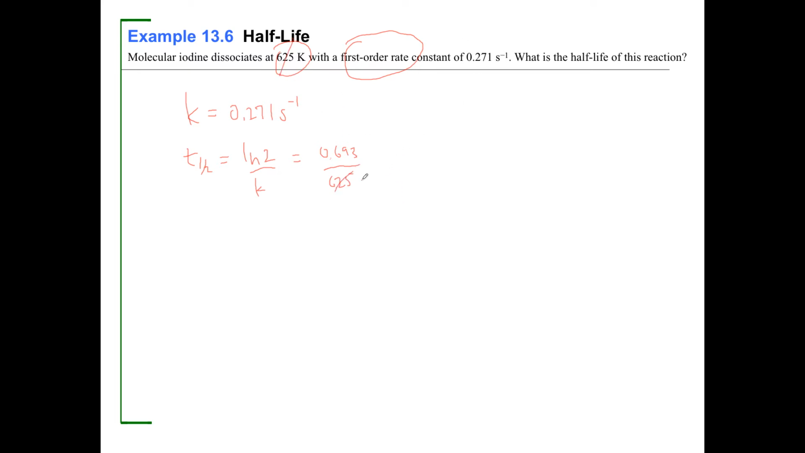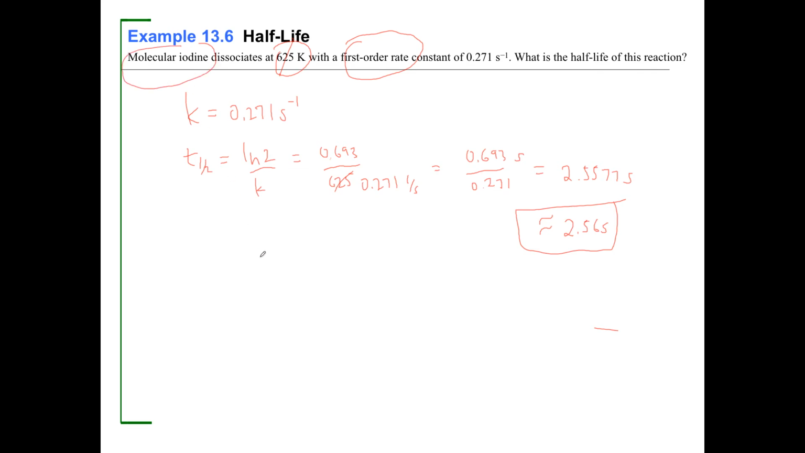Oops, wrong number. It's 0.271 reciprocal seconds. And if it's reciprocal seconds, it's going to be 0.693 over 0.271 seconds, right? If reciprocal seconds is down here, it's going to be seconds up here. So let's calculate that and we'll be done. Natural log of 2 divided by 0.271 equals 2.5577 seconds. And if we're doing this, I got 3 sig figs here and 3 sig figs here, so this is going to be 2.56 seconds. And that's the answer. That is the half-life for molecular iodine.